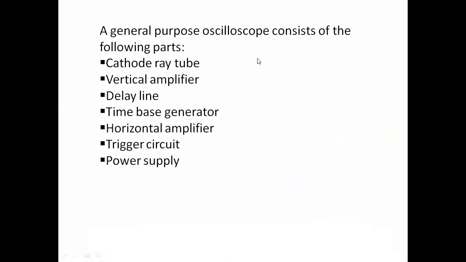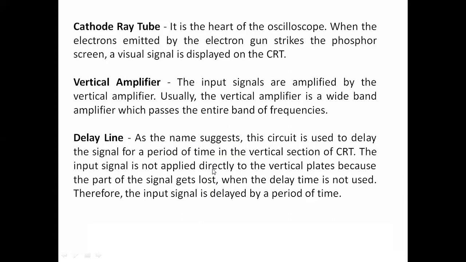So here we can consider the oscilloscope as having the following parts: cathode ray tube, vertical amplifier, delay line, time-base generator, horizontal amplifier, trigger circuit, and power supply. These are the major parts of the CRO. So CRT is the heart of the oscilloscope.